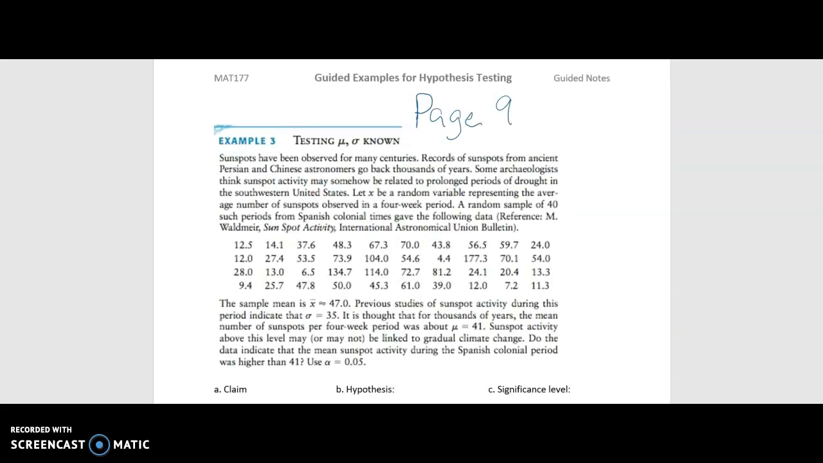Sunspots have been observed for many centuries. Records of sunspots from ancient Persian and Chinese astronomers go back thousands of years. Some archaeologists think sunspot activity may somehow be related to prolonged periods of drought in the southwestern United States. Let X be a random variable representing the average number of sunspots observed in a 4-week period. A random sample of 40 such periods from Spanish colonial times gave the following data.